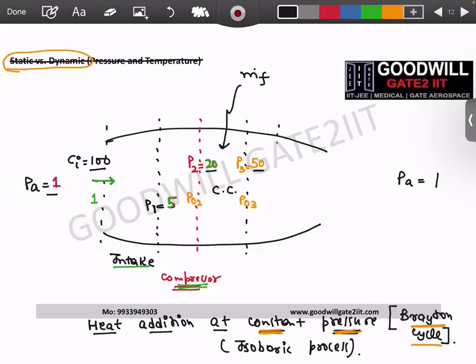Now, the next component you have here is a turbine. Turbine is the exact opposite of the compressor. Compressor increases pressure, turbine reduces pressure. So it reduces the pressure to, let's say, 30. Just take an example.